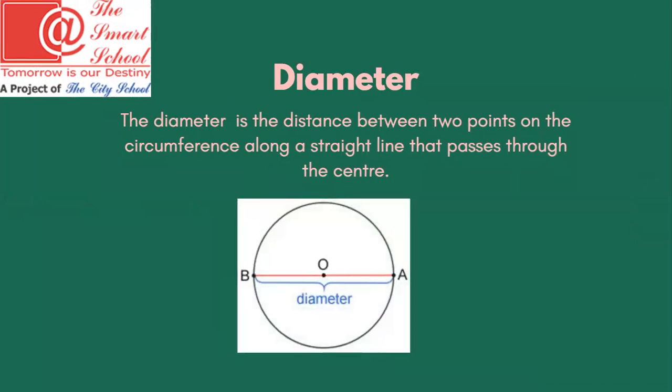And now we have diameter. The diameter is the distance between 2 points on the circumference along a straight line that passes through the center. As you can see on the screen, there are 3 points. The first point is the center of the circle, and points A and B are located on the circumference of the circle. So the line segment that is passing through the center of the circle is called the diameter. Or you can say that the line segment that is joining point A to B is called the diameter of the circle. A diameter is double the radius.